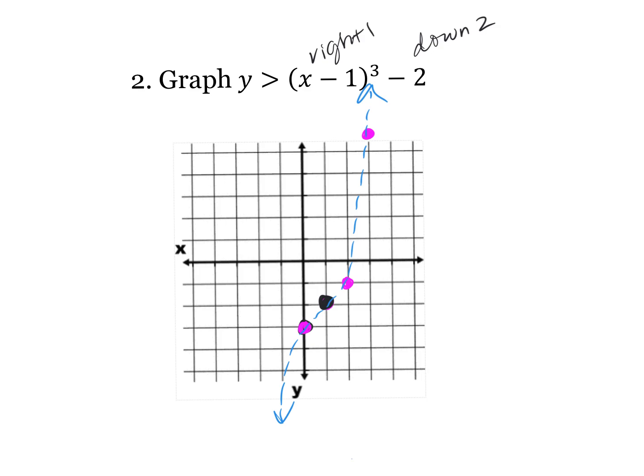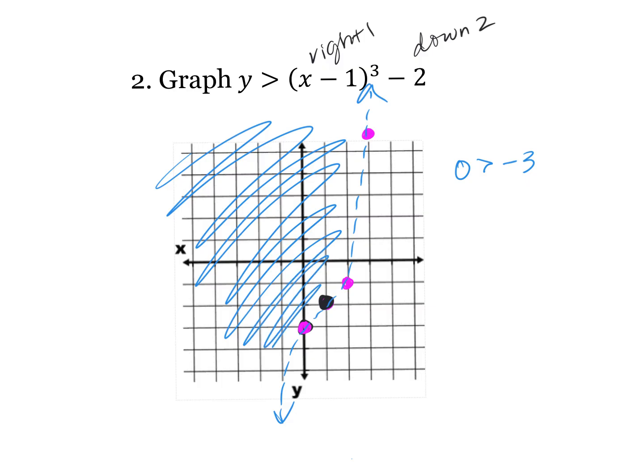Wilson, what point do you want me to try to shade? 0, 0. That sounds great. If I put in 0, 0, you guys, what is 0 minus 1? -1. -1 minus 2. Is 0 bigger than -3? Yes, so I'm going to shade where Will told me. He said 0, 0, so that's over here.